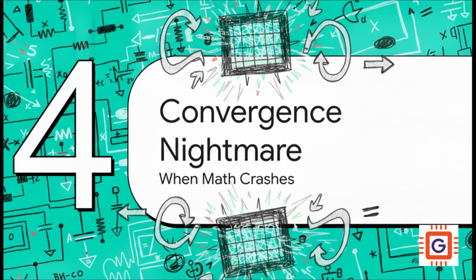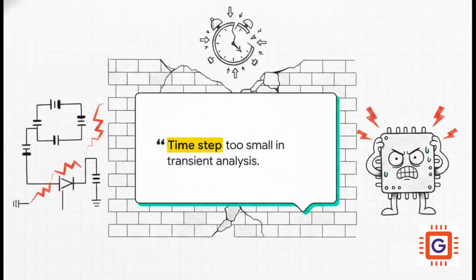On to Section 4, the convergence nightmare, when math crashes. See, occasionally, if a circuit transitions just a little too rapidly, the numerical methods crash, and the simulator gets caught in an infinite mathematical loop. When that happens, the engine tries to slice time smaller and smaller and smaller until it just violently gives up, and it throws this infamous, dreaded error, time step too small in transient analysis.